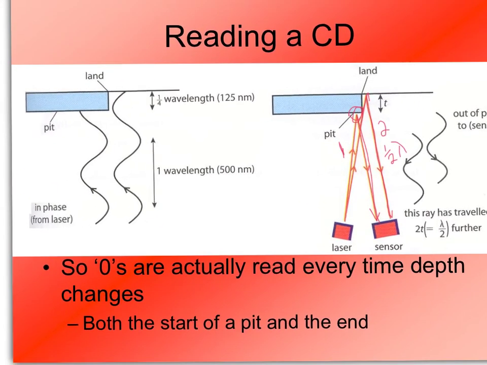So what that means then is that the zeros are actually read anytime there's a change in depth. So whenever the bump goes to a pit or the pit goes to a bump, the starting and end of the pits are zeros, and everything in between is ones.